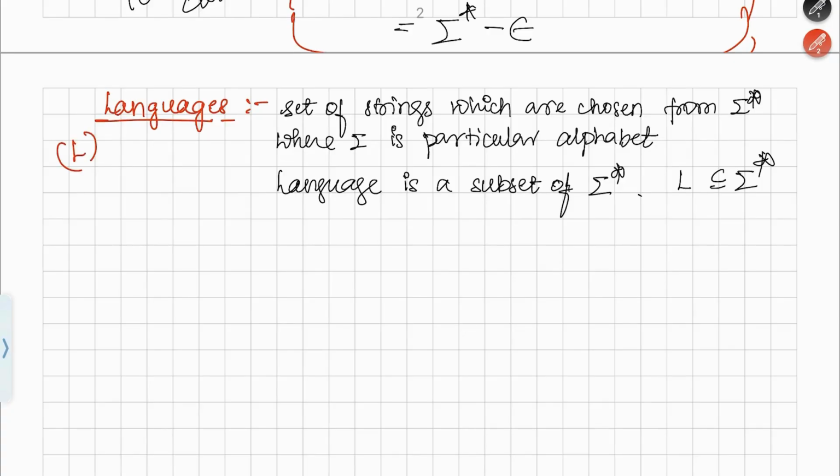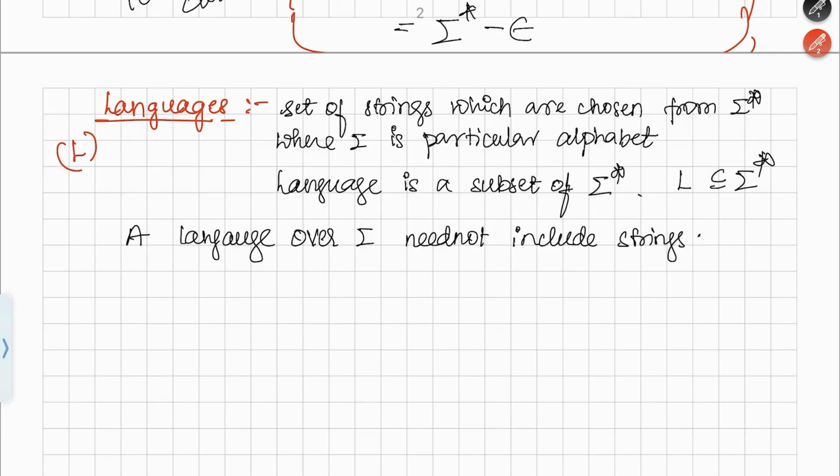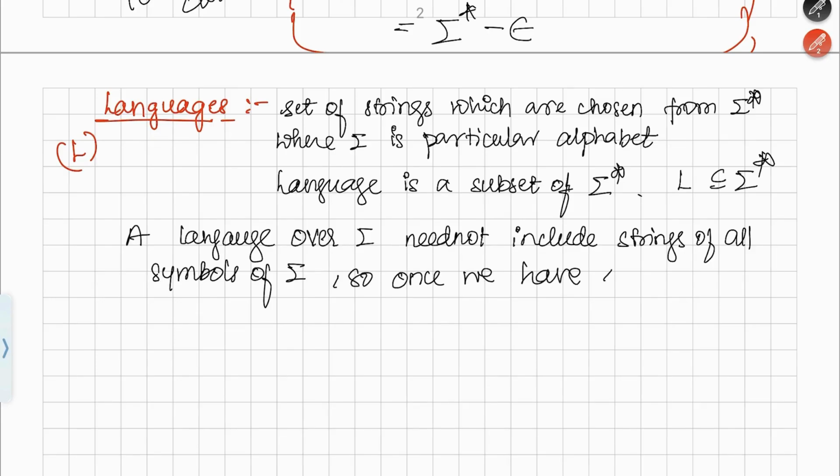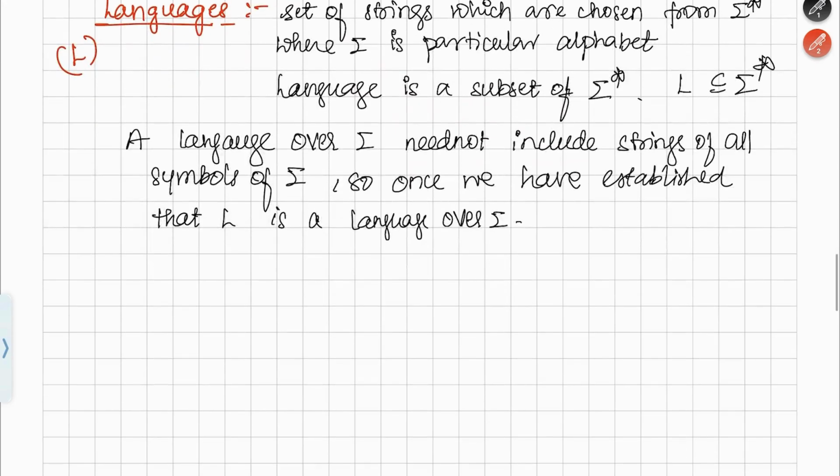Next, one more point: a language over sigma need not include strings of all symbols of sigma. Once we have established that L is a language over sigma, it is done, and it is considered a language. For example, let me write an example here.